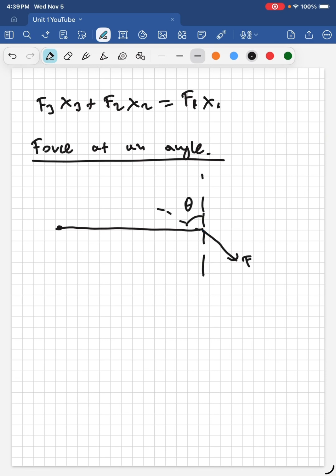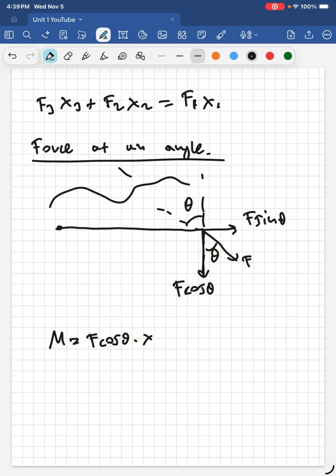So if this is theta, this is also theta, and therefore you have a component of the force F sine theta, and another component F cosine theta, because you can analyze this force into force perpendicular to the rod and parallel to the rod. So the moment in this case is going to be F cosine theta times x, where x is this distance. F sine theta is not perpendicular to the rod.